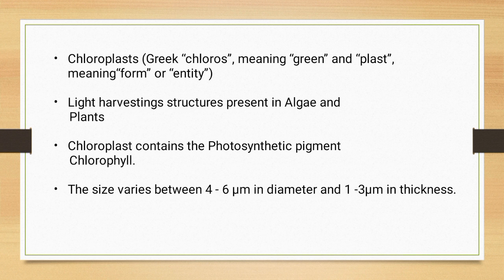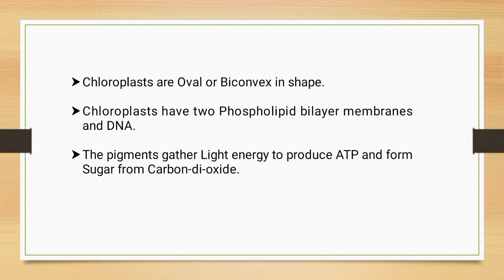The size of the chloroplast usually varies between 4 to 6 micrometers in diameter and 1 to 3 micrometers in thickness. The shape of the chloroplast may be oval or biconvex. Like mitochondria and the nucleus, chloroplasts have two phospholipid bilayer membranes and DNA. The pigments of chloroplasts gather light energy to produce ATP and form sugar from the carbon dioxide.